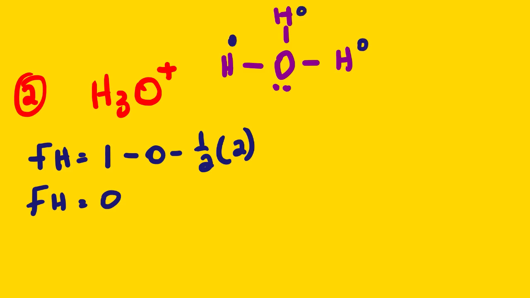Now we can go ahead and calculate the formal charge of oxygen. We know that it's from group number 6, minus lone pair electrons, we only have 2 in this case, minus half the bonded electrons, we have 6.